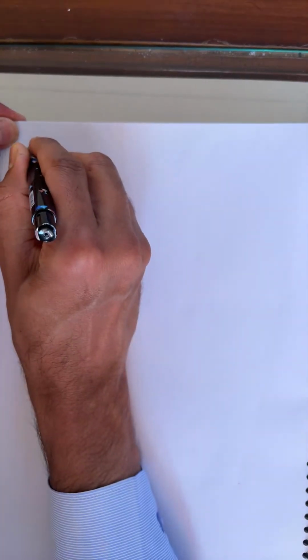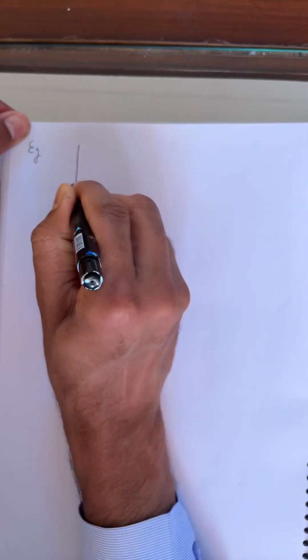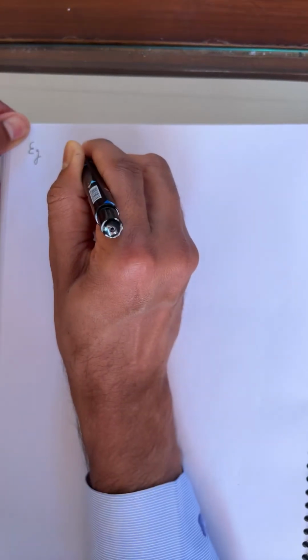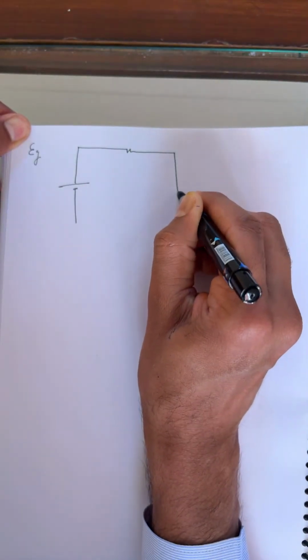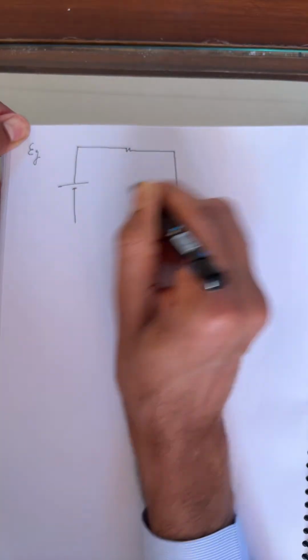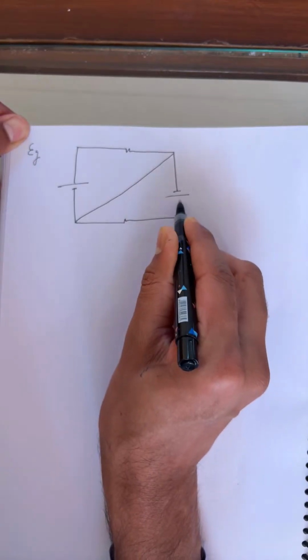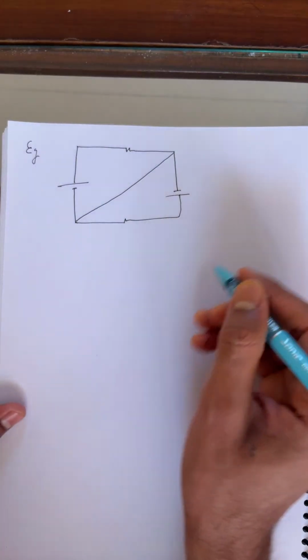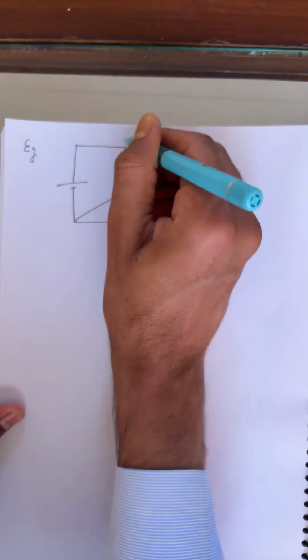Yes. The question remains: find current in the circuit. You can take this as the battery. First I'll make the circuit, then I'll give the data. This is a connecting wire. You can take this as 30 volt. This is 10 ampere.